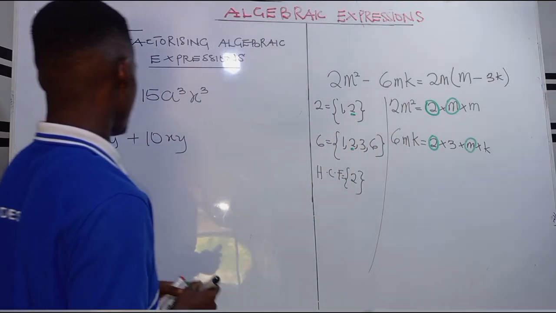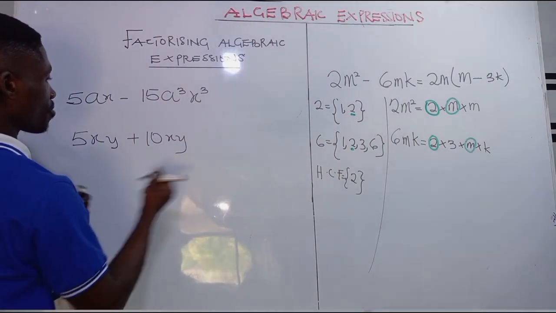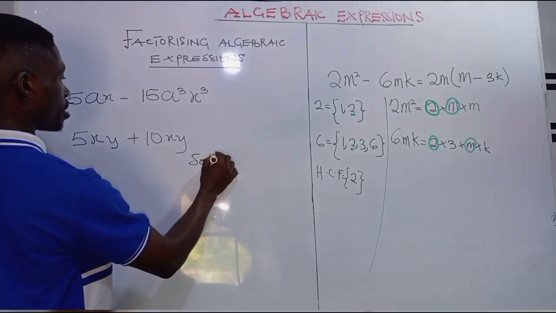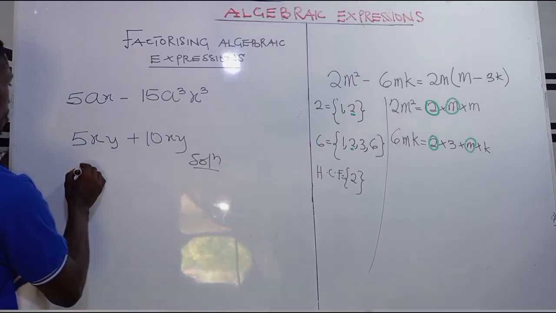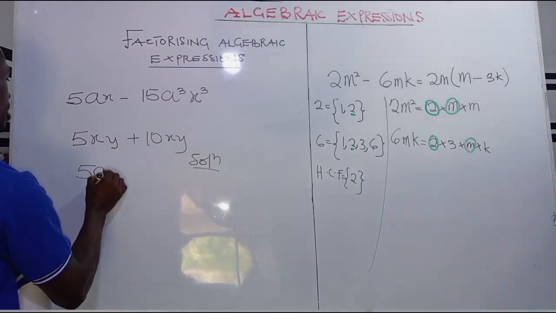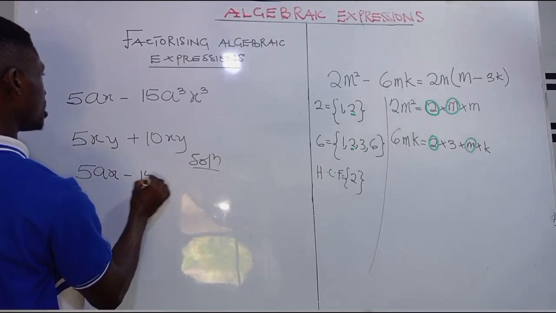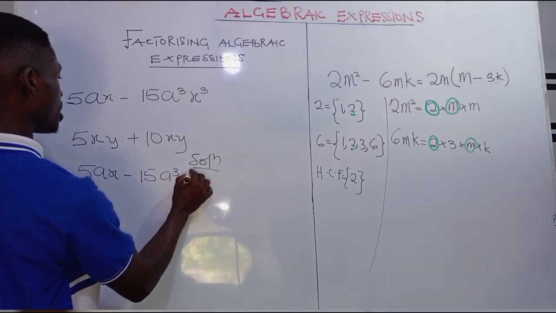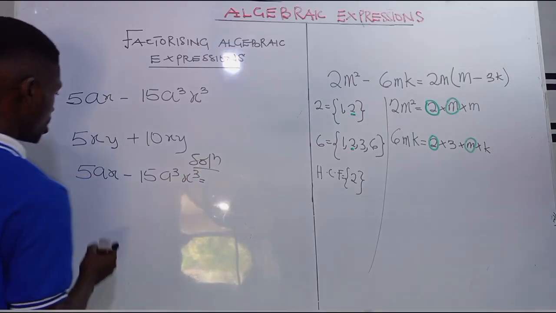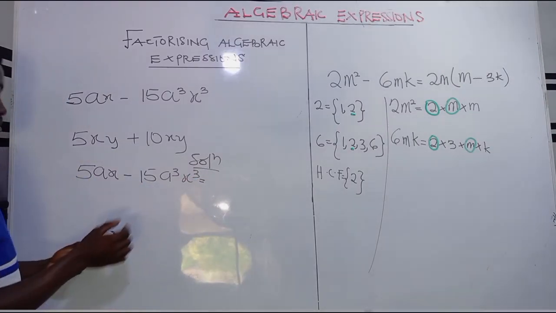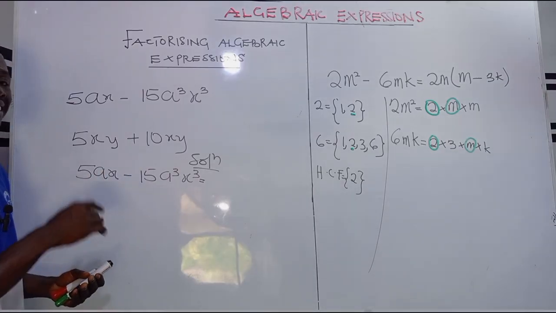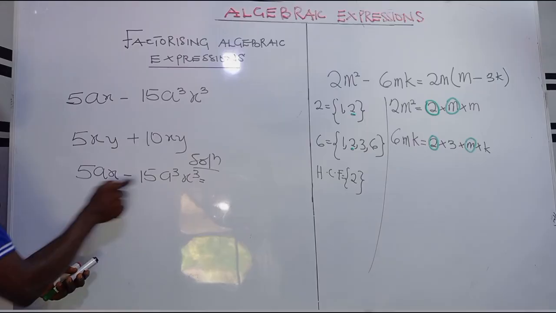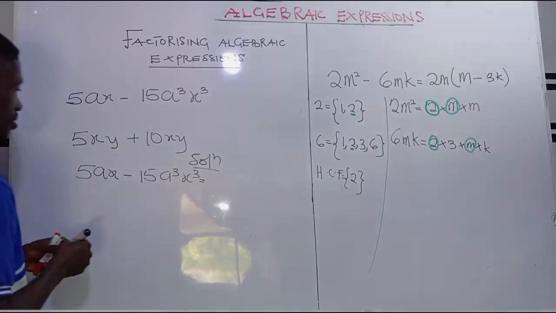So let's take these few examples and then we run out of here. With the first one, we have 5ax minus 15a cubed x cubed. So realize that with this algebraic expression, we have numbers. So we have to tackle the numbers by finding the highest common factor for the numbers.